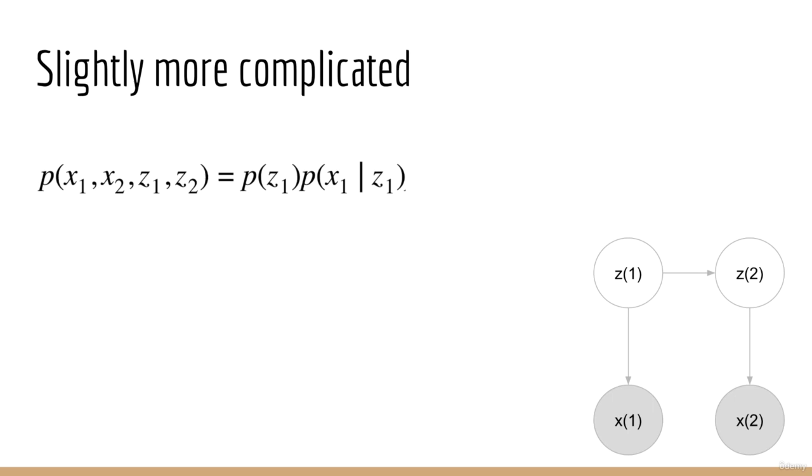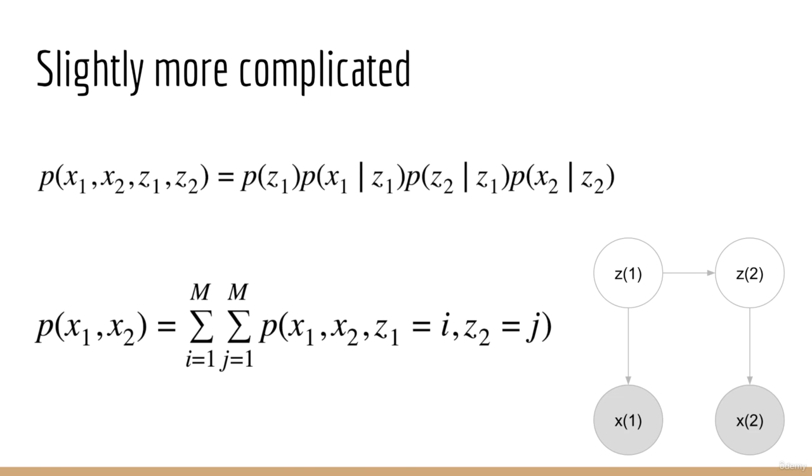We know that z2 also depends on z1, so we have to multiply by p of z2 given z1. Finally, we have x2, which depends on z2, so we have to multiply by p of x2 given z2. As before, we want to find p of x, which is now the joint distribution over the sequence x1, x2. This means that we have to marginalize the full joint distribution by summing over z1 and z2. So notice how we now have two sums over i and j from 1 up to M. Okay, so pretty easy so far.